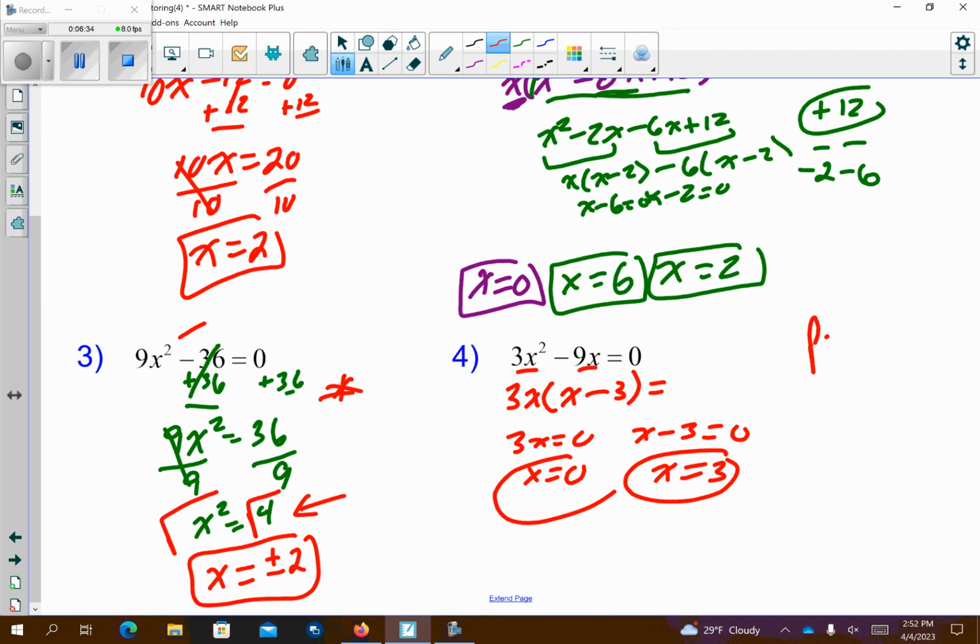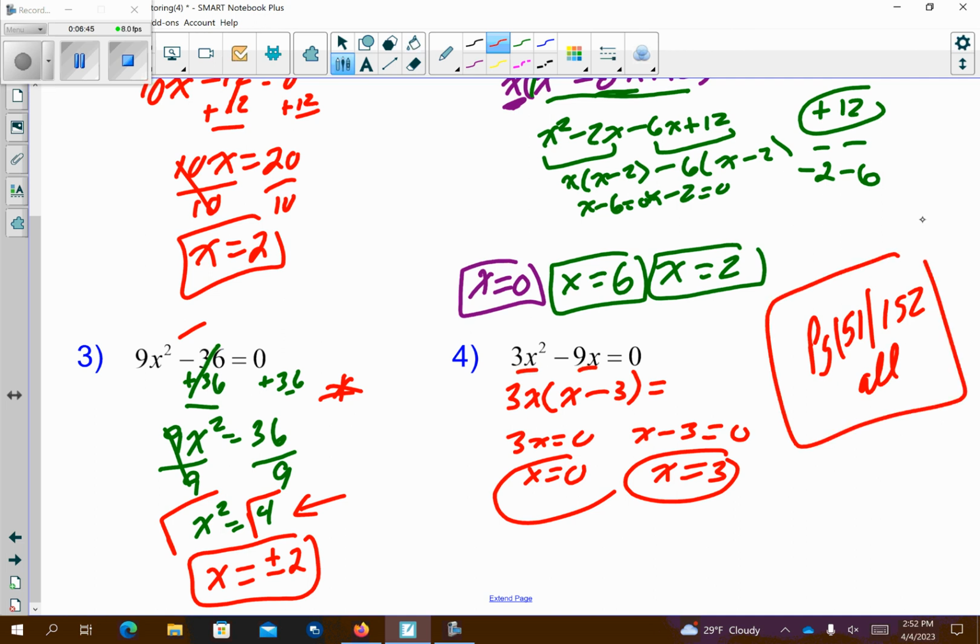page 151 and 152, and I'd like you to do all the problems, all of them. Okay? Give a good attempt, see how you do.